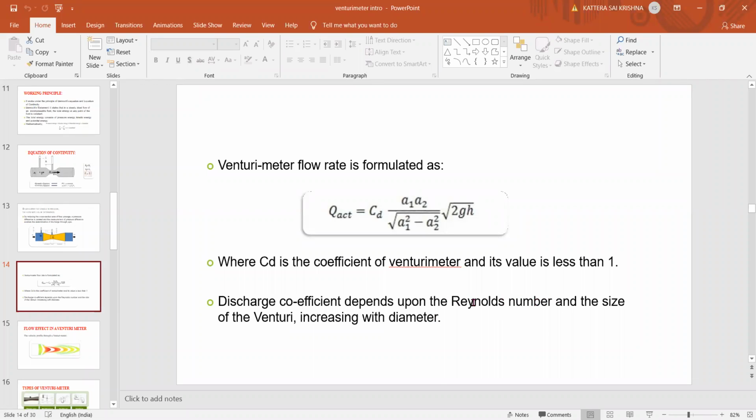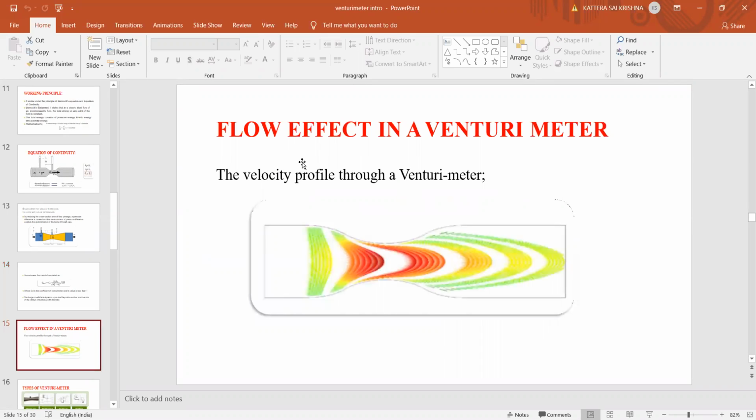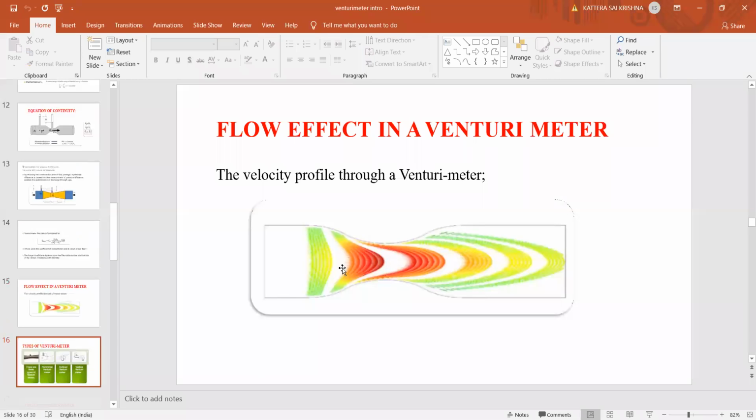That will show by using this Reynolds number that you will learn in your class. Okay. Next, flow effect in a venturimeter is the velocity profile through a venturimeter. So this is a profile where the velocity will be more at the throat part. Always the velocity will be more, so that's why it is shown in the red here. More velocity in the throat part. As the cross-sectional area is decreased, velocity automatically increases here.